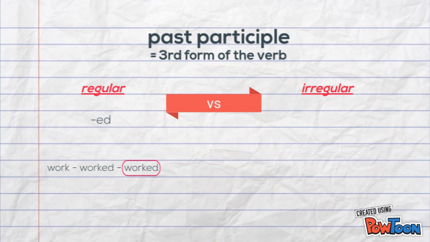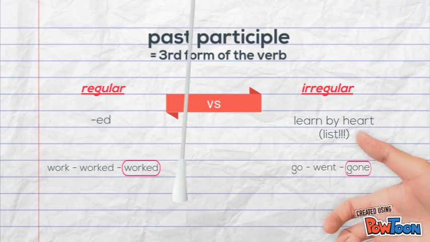The irregulars are more difficult, and there is no magic trick. You just have to learn them by heart. You have to really study the list. For example, go, went, gone. Gone is the past participle.